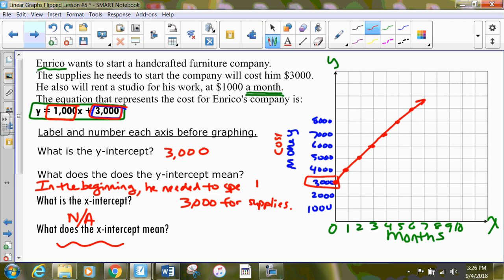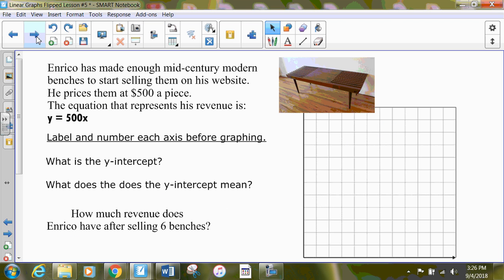And we don't have to answer this next one. Sometimes there'll be an x-intercept, like in our push-up competition. Sometimes there's not. So let's look at the second part. Let's say that Enrico has made enough mid-century modern benches to start selling them on his website. So we're going to make a different graph this time. The first was the money it took to get his company running. The second is going to be the money that he's going to make, right? So he prices them at $500 a piece, and the equation that represents his revenue is y equals 500x.